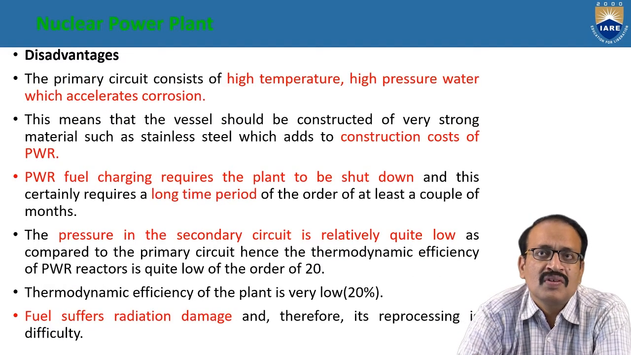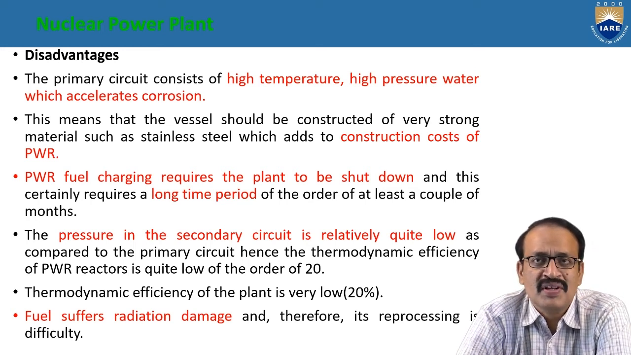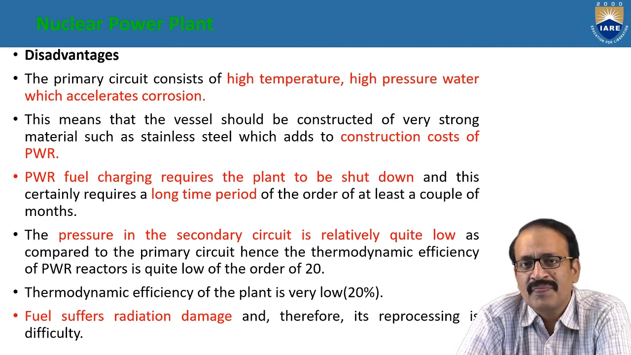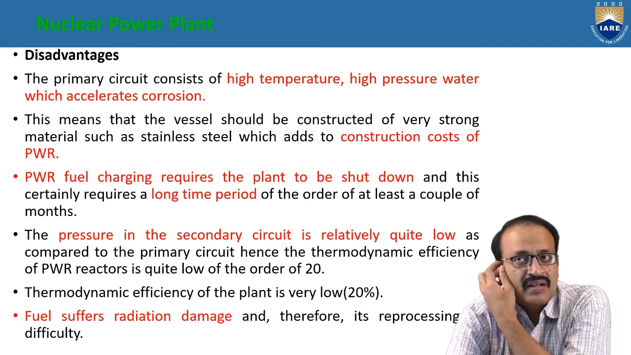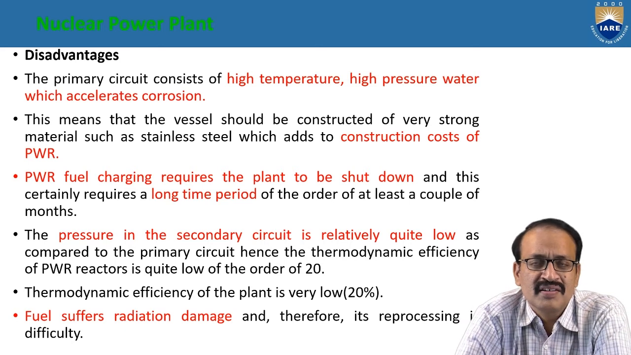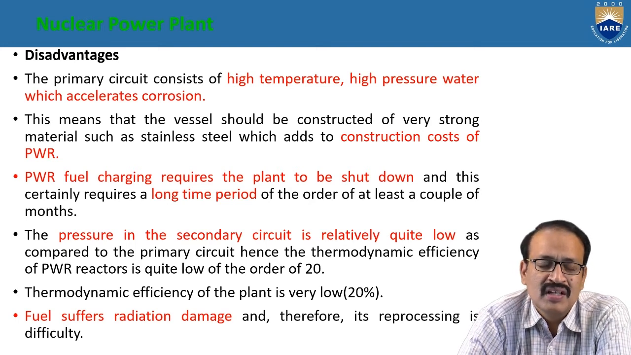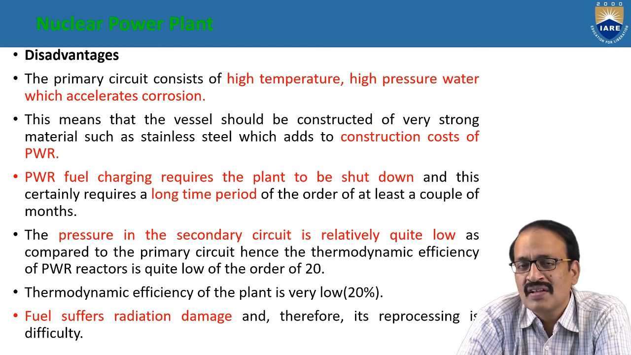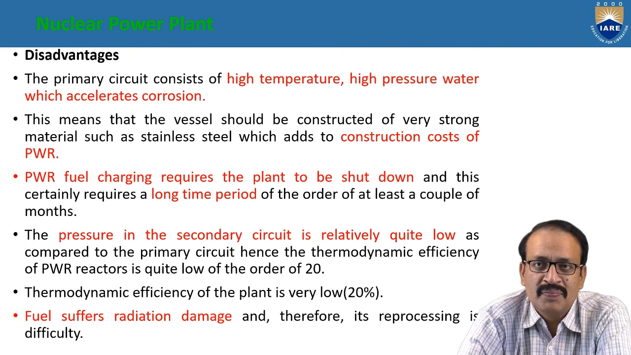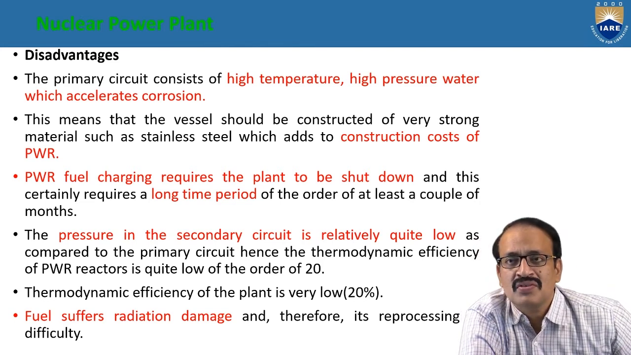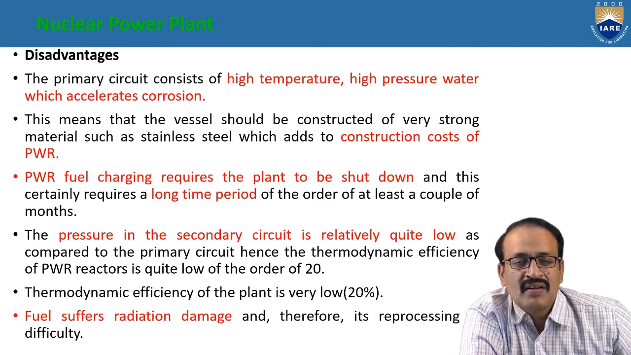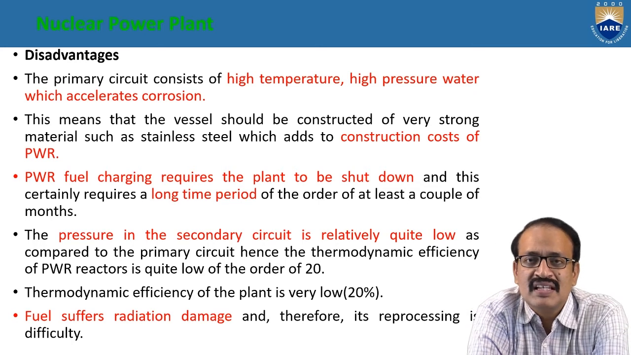The disadvantage is that the primary circuit has high temperature and high pressure, which accelerates corrosion. The construction of the vessel is costly because we have to construct it with stainless steel. When you want to charge the fuel, you have to shut down the plant, so it takes a long time. The pressure in the secondary circuit is relatively low compared to the primary circuit, so there will be less thermal efficiency here, and the fuel suffers radiation damage.